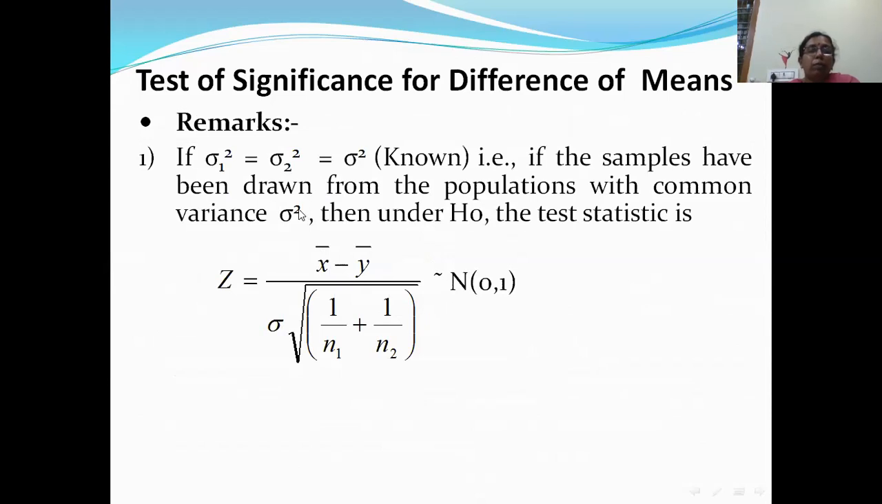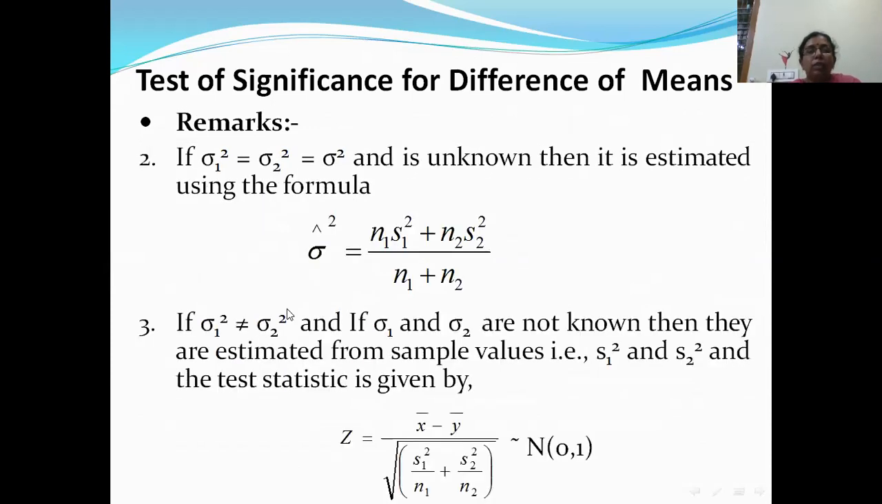Third one is when both the population variances are equal but unknown. Then this same formula you will have, but sigma is estimated using this formula: n1 s1 square plus n2 s2 square by n1 plus n2. Fourth condition is if both the population variances are not equal and they are not known, then Z is equal to x bar minus y bar by root of s1 square by n1 plus s2 square by n2. So depending on the problem, you have to select the formula.